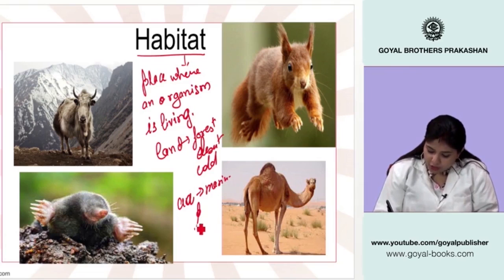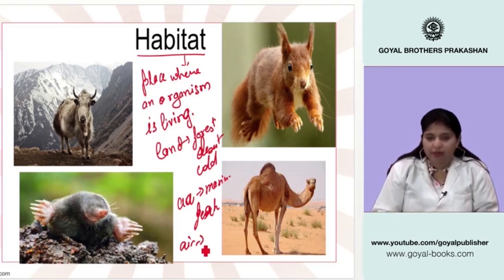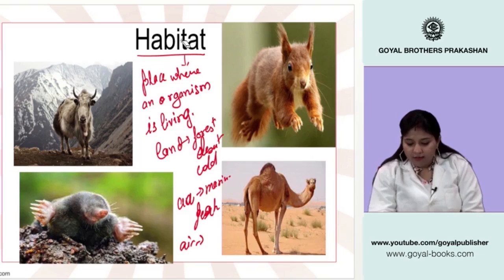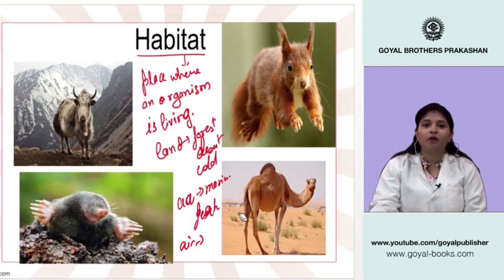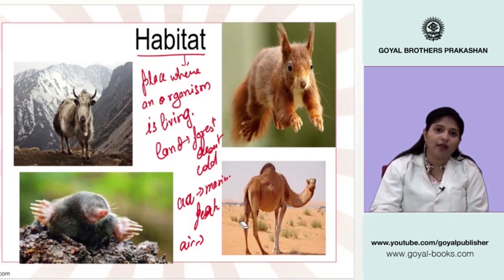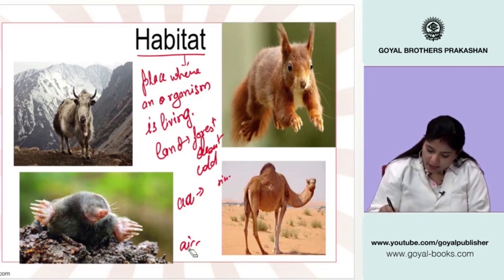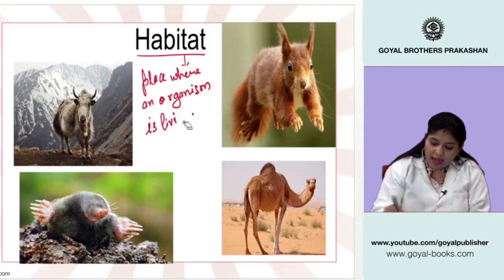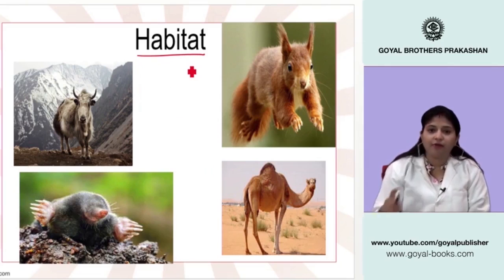Then we have your fresh water, and then we have your air. Correct? In air we have different kinds of birds that are living. So the place where an organism is living, or is found in nature, is known as its habitat. Now organisms exist in different kinds of habitat with the help of different kinds of adaptations that they have undertaken for living in that particular environment, right?